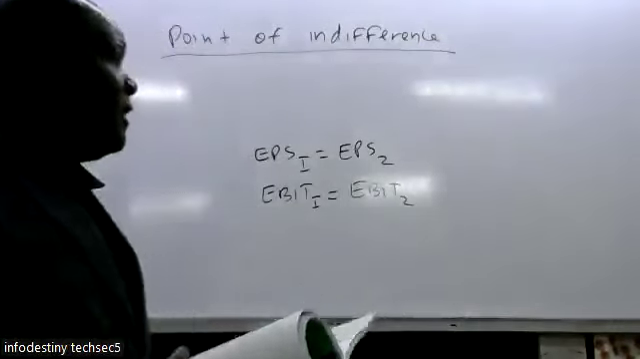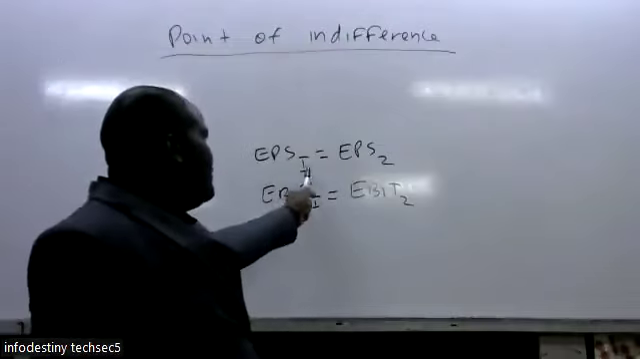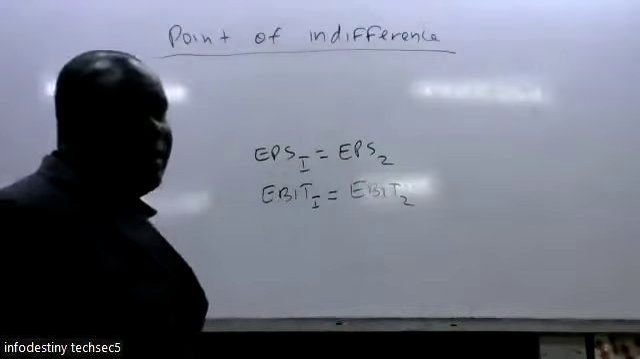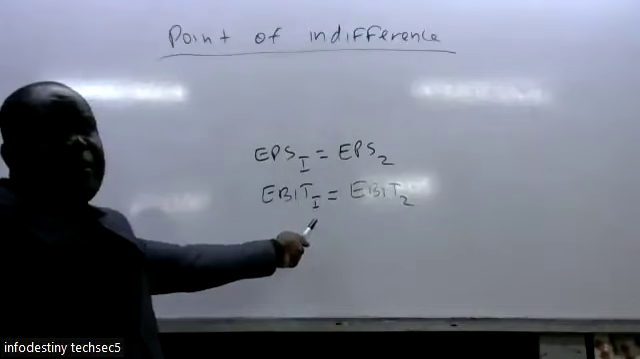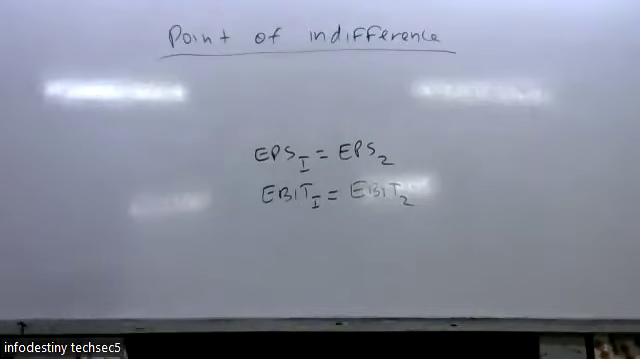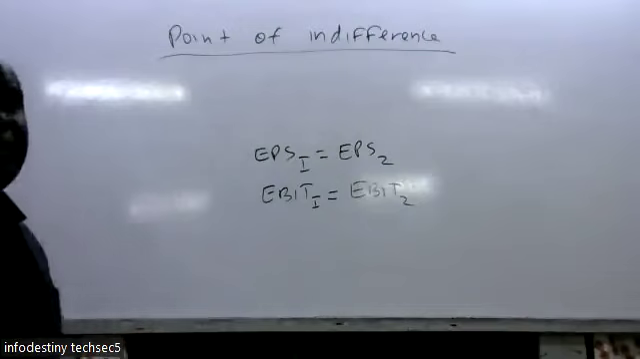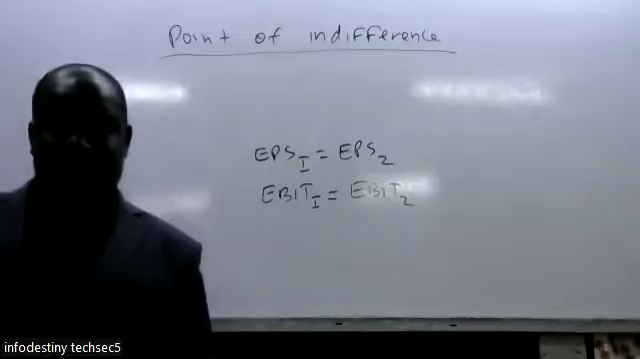Then now we can say, so you can write this one: earning per share for option 1 is the same as earning per share for option 2, and also earnings before interest and tax for option 1 is the same as earnings before interest and tax for option 2. So when the earning per share for the two options are the same, and also earnings before interest and tax for the two options are the same, that is now the point of indifference.